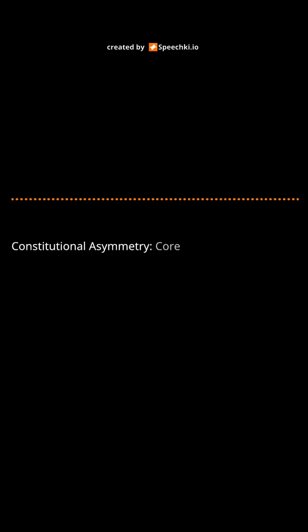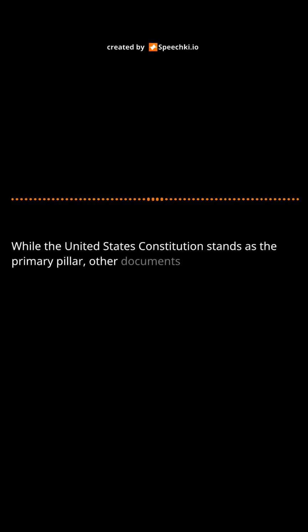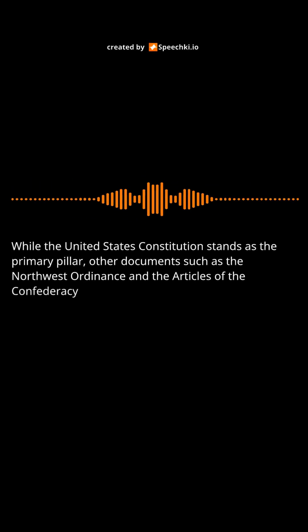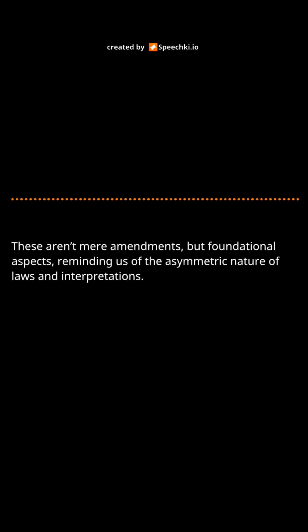Constitutional asymmetry, core yet peripheral. While the United States Constitution stands as the primary pillar, other documents such as the Northwest Ordinance and the Articles of the Confederacy cast shadows on the legal horizon. These aren't mere amendments, but foundational aspects, reminding us of the asymmetric nature of laws and interpretations.